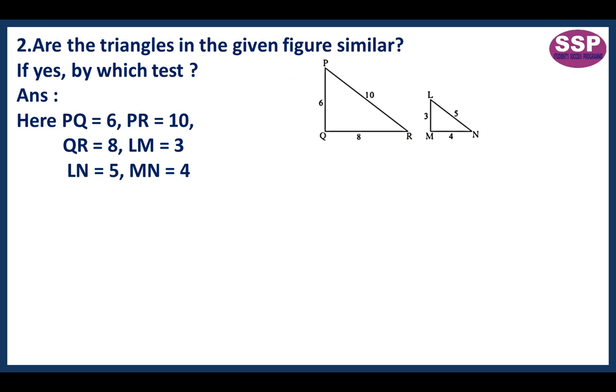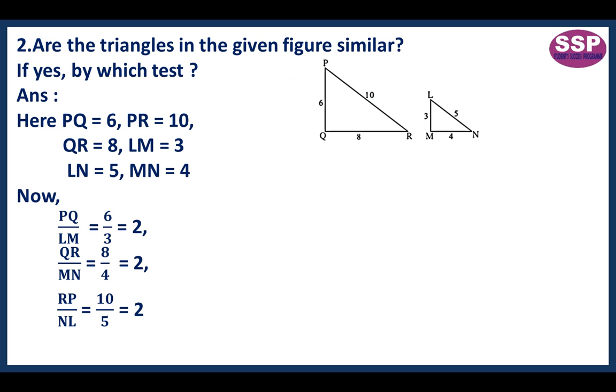For the similarity of two triangles, we know one test. If the corresponding sides of two triangles are in proportion, then we can say the two triangles are similar. Let's check. Now PQ upon LM is equal to 6 upon 3 equal to 2. QR upon MN is equal to 8 upon 4 equal to 2. RP upon NL equal to 10 upon 5 equal to 2.